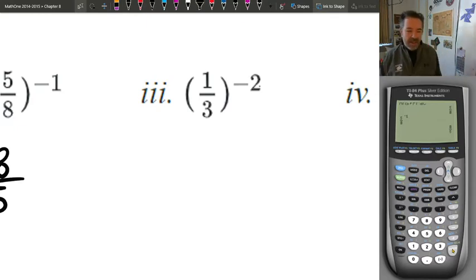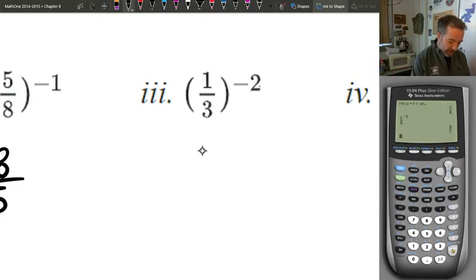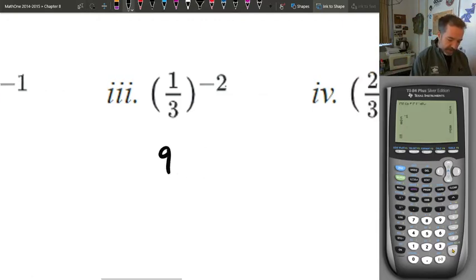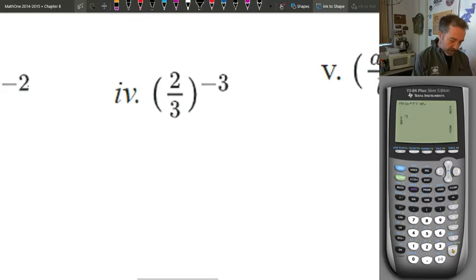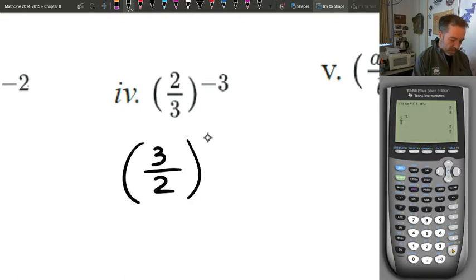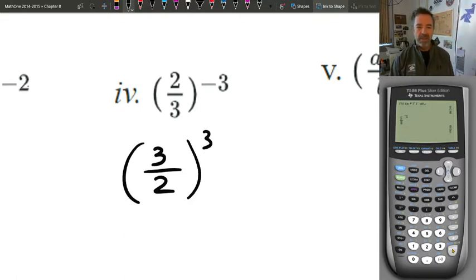How about this thing? So if I was to square 1/3, it would be 1/9. But this is not 1/9 because it's got a negative exponent. It's going to be the reciprocal. So I flip the fraction and then square. So this should be the number 9. This thing right here, 2/3. You know what? If I flip it, I could do this. This is going to be 3/2. And instead of raised to the -3rd power, it's going to be to the positive power.